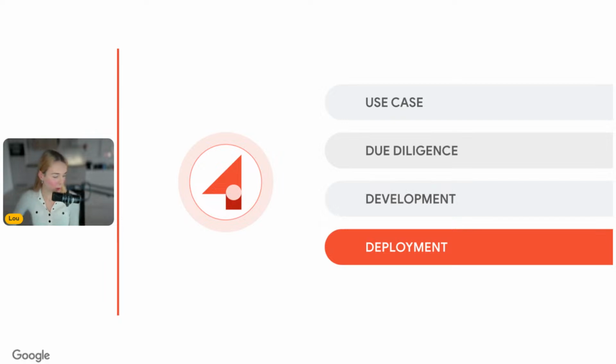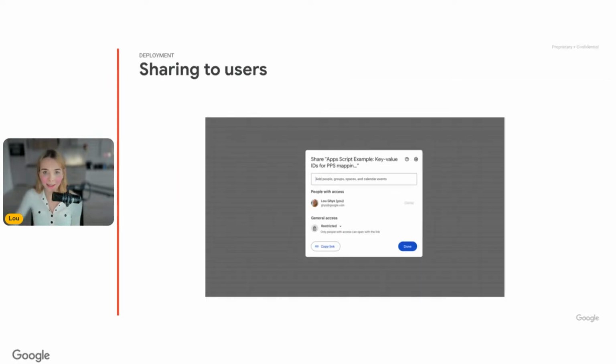All right, so for deployments, of course, this depends really on the use case you want to do and on the workspace app that you've used. Because we're using Google Sheets here, it's just going to be this one sheet sharing to users. So you are going to use the standard functionality that you have in Google Workspace to share your scripts.